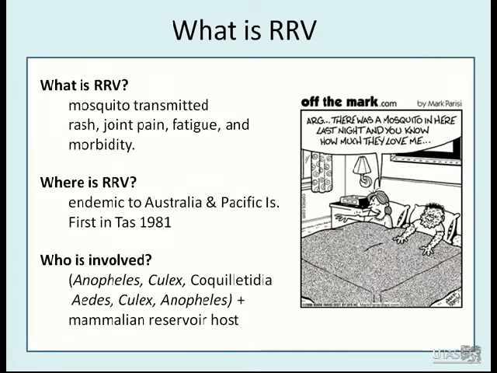There are 35 species of mosquito involved in transmitting Raylea virus. They represent over 35 families of mosquitoes. And there is a mammalian reservoir host, mostly kangaroos.